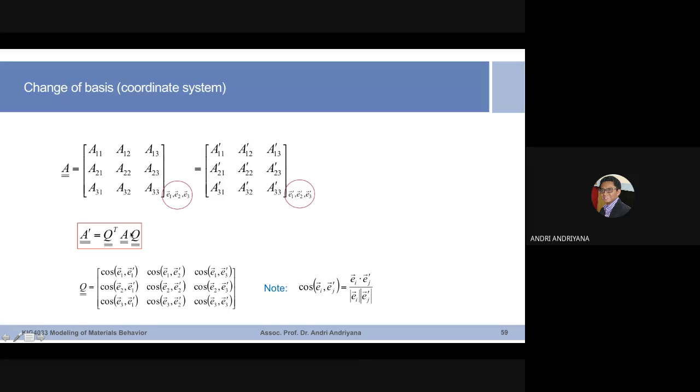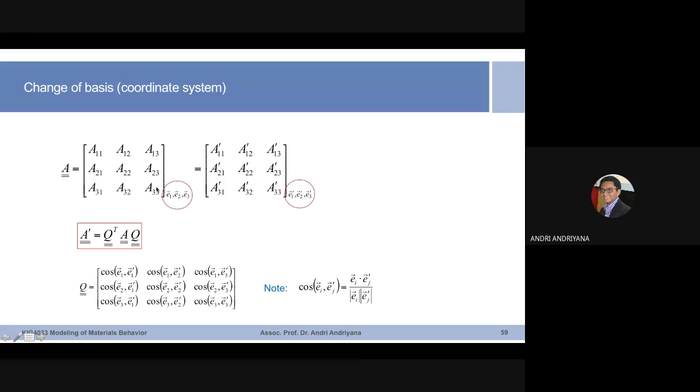So I have to clarify to make sure that there is no mistake. We describe one tensor using a number of ways depending on the coordinate systems. The components of this tensor will depend on the choice of axis. Let's say if I call this E1, E2, E3 as an old axis, then the component with respect to the old axis are given here.